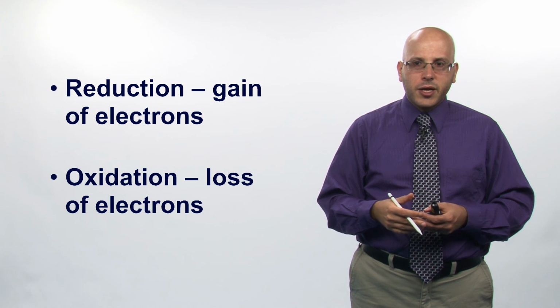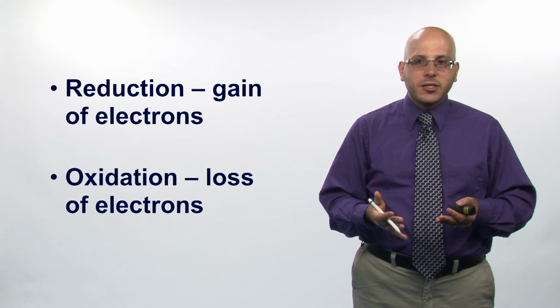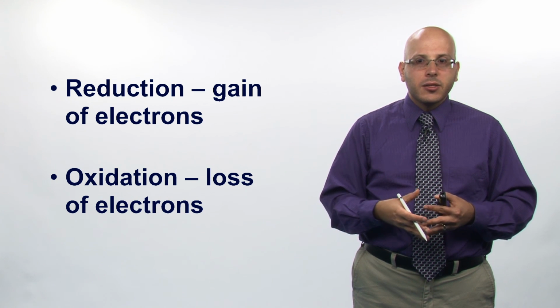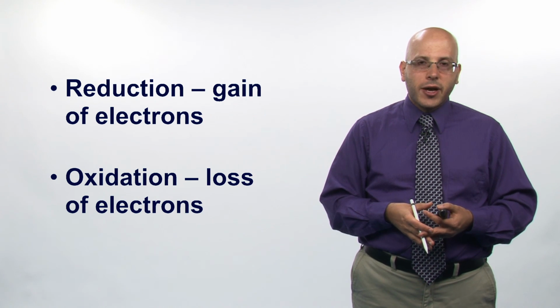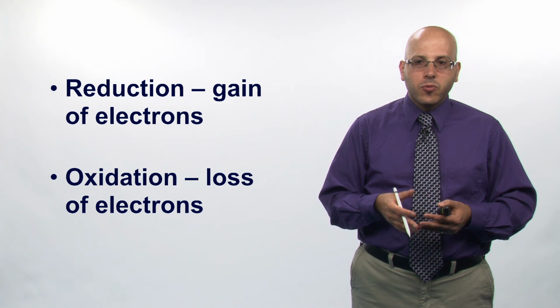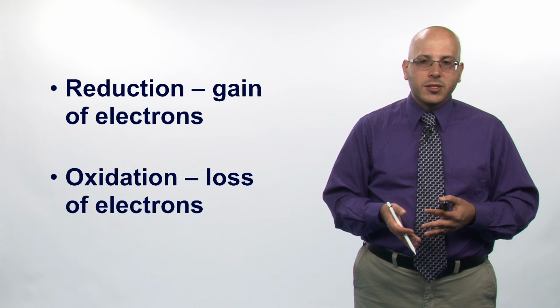A redox reaction is really just a combination of a reduction reaction and an oxidation reaction that both happen at the same time. There's also something called a disproportionation reaction, which is a redox reaction where the same element is being both reduced and oxidized at the same time.